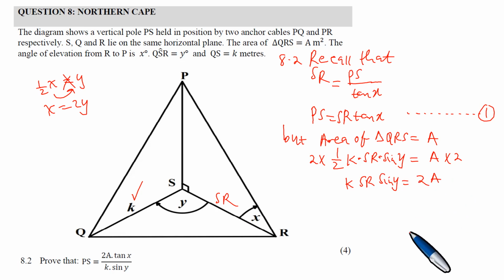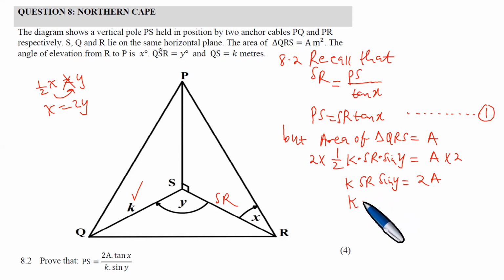Okay, we get this. Now we want to find SR out of this, because SR must appear. Why do we need SR? Because we can see that the examiner is saying we must prove PS equals this. But now PS has SR, so we must make SR the subject of this equation. How do we do that? We must divide.